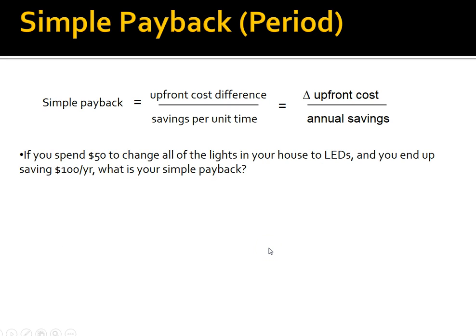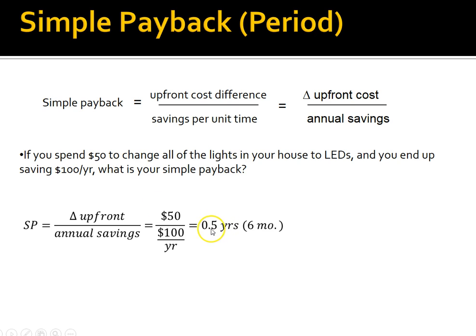All right, so let's do another example. So let's say I go to a house and I recommend changing all the lamps in the house to LEDs, but it's going to cost $50. Let's say they have incandescents in there right now. So their upfront cost difference is either I spend $50 or I keep my lights, so I spend $0. So the upfront cost is going to be $50 out of pocket. But if I'm saving $100 a year, how long does it take for that to pay for itself? Again, you just apply the same formula, difference in the upfront cost divided by the annual savings. So in this case, it's actually 50 divided by 100, so it's a half a year or 6 months.